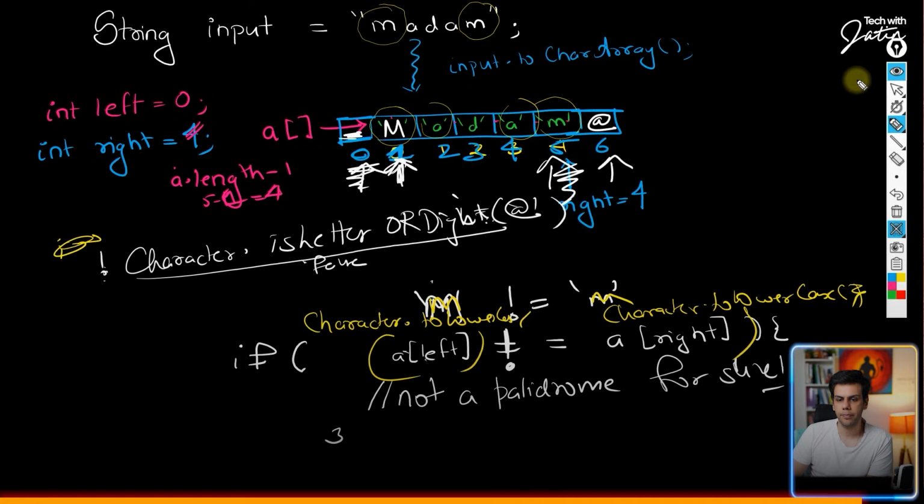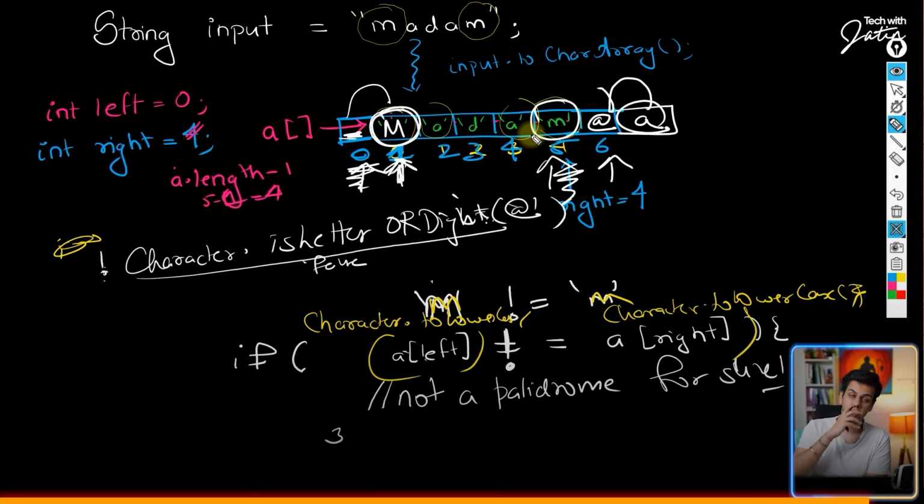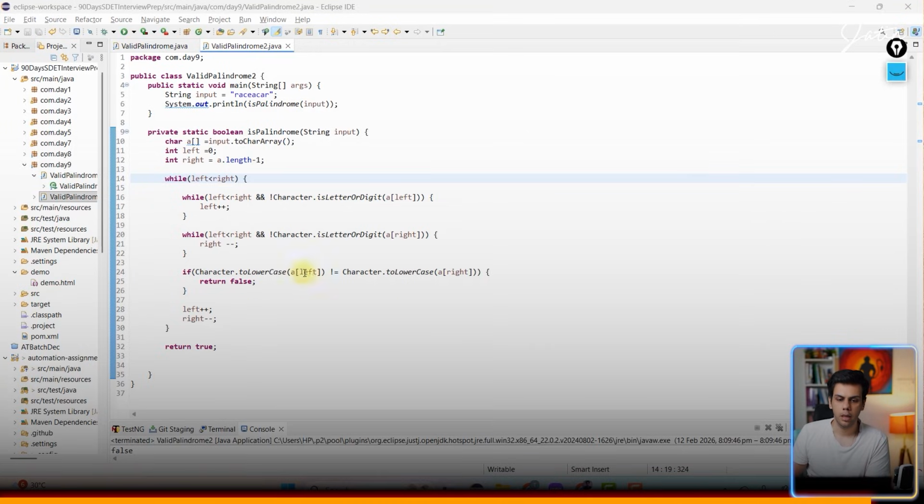So let's say over here I was having the at-the-rate symbol again. I have to keep on shifting towards the right. I have to keep on decrementing the right, or I'm supposed to keep on incrementing the left, till the time I find an alphanumeric character. The moment your a of left is not equal to a of right, it means that it is not a palindrome. So that's the reason I'm directly returning false.